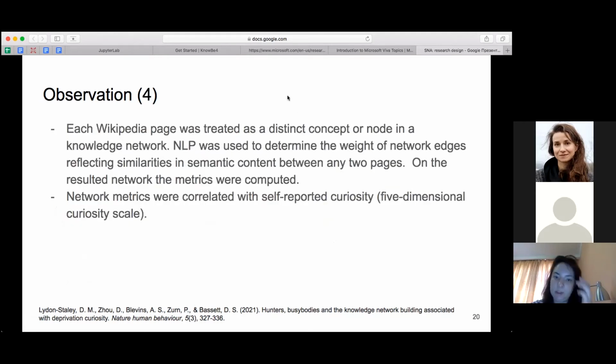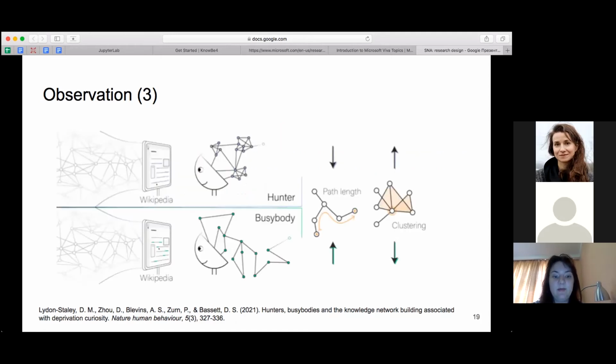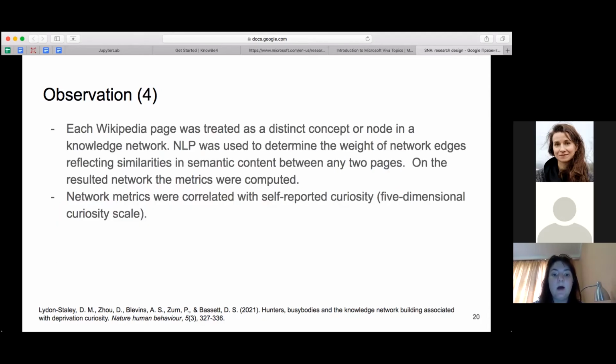Each Wikipedia page was treated as a distinct concept, a node in the knowledge network, and then using natural language processing they determined whether two nodes in the network are closely connected to each other. What was interesting in this study is that the network metrics they suggested, path lengths and clustering, were correlated with curiosity.